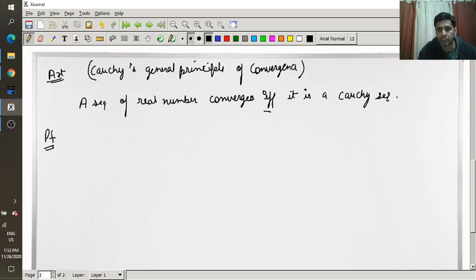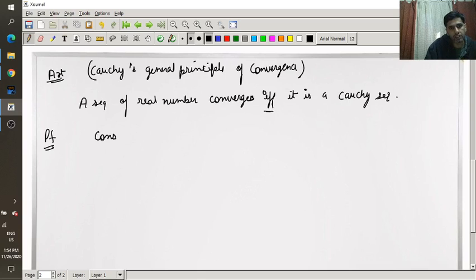Now the statement is if and only if, that means it is true both sides. Means if a sequence converges then it is a Cauchy sequence, and the converse is also true, that is if a sequence is a Cauchy sequence then it is convergent. So first we will take that the sequence is a convergent sequence and we will prove that it is also a Cauchy sequence, right. So let us start the proof.